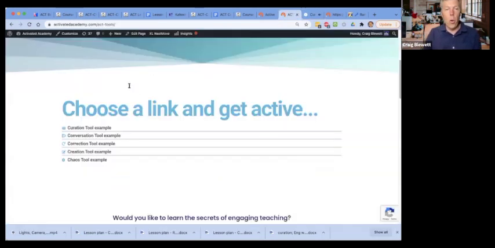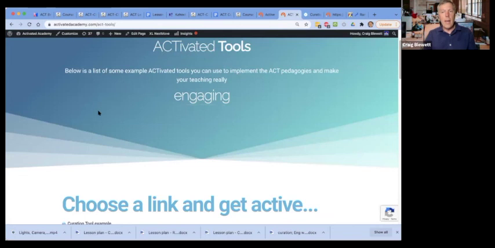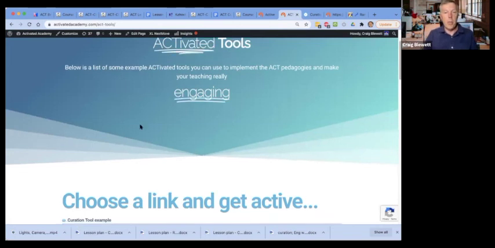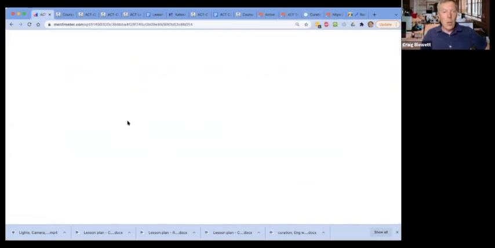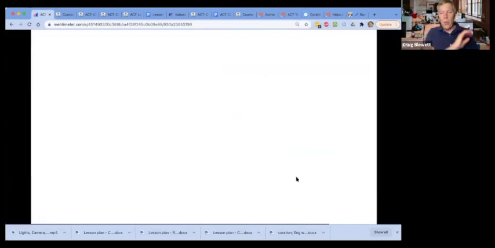Right, so you can find all of those on Activated Academy, and those are under some of the tools that we have. So feel free to give those a try. They're really fun, activated tools, and they really get your students learning if they try them. And these are some of the tools that we cover on the course as well. So if you do the course, we will explain these in a lot more detail and how to apply them. Right, so that was the ACT tools.